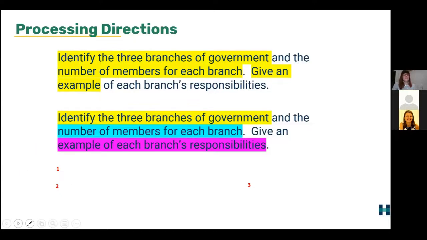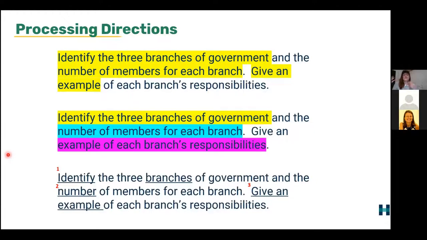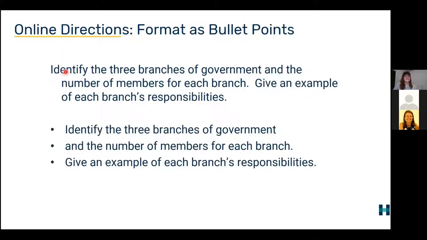For other students who aren't as color mindful, number them and underline just the keyword. I have to identify branches. I have to figure out a number, and I have to give an example. Another way that you can do that in this online environment is to take typed directions and turn them into bullet points. So it's at least easier. It's not color coded, but you can still see there's 3, and it's easier to separate the 3 different tasks that are needed in that question.